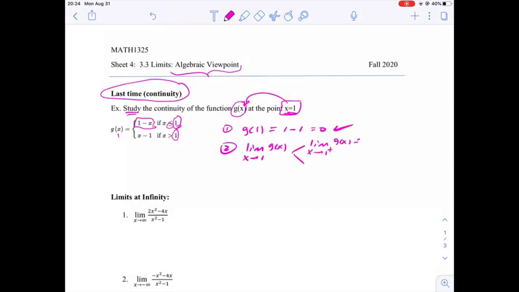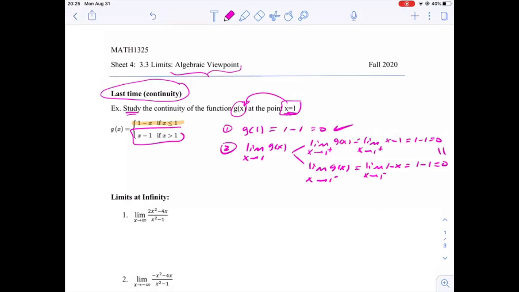Now, when x is approaching from the right, that is greater than 1, that means we substitute into x minus 1, which is 1 minus 1, that's equal to 0. Now we find the limit of the function g of x as x approaches 1 from the left. From the left, that means x is less than 1, and here that means we substitute into the first rule. So we have the limit as x goes to 1 from the left of 1 minus x, plug in 1, we get 1 minus 1, 0. The limit from the left equals the limit from the right. That means the limit does exist and it's equal to that value.